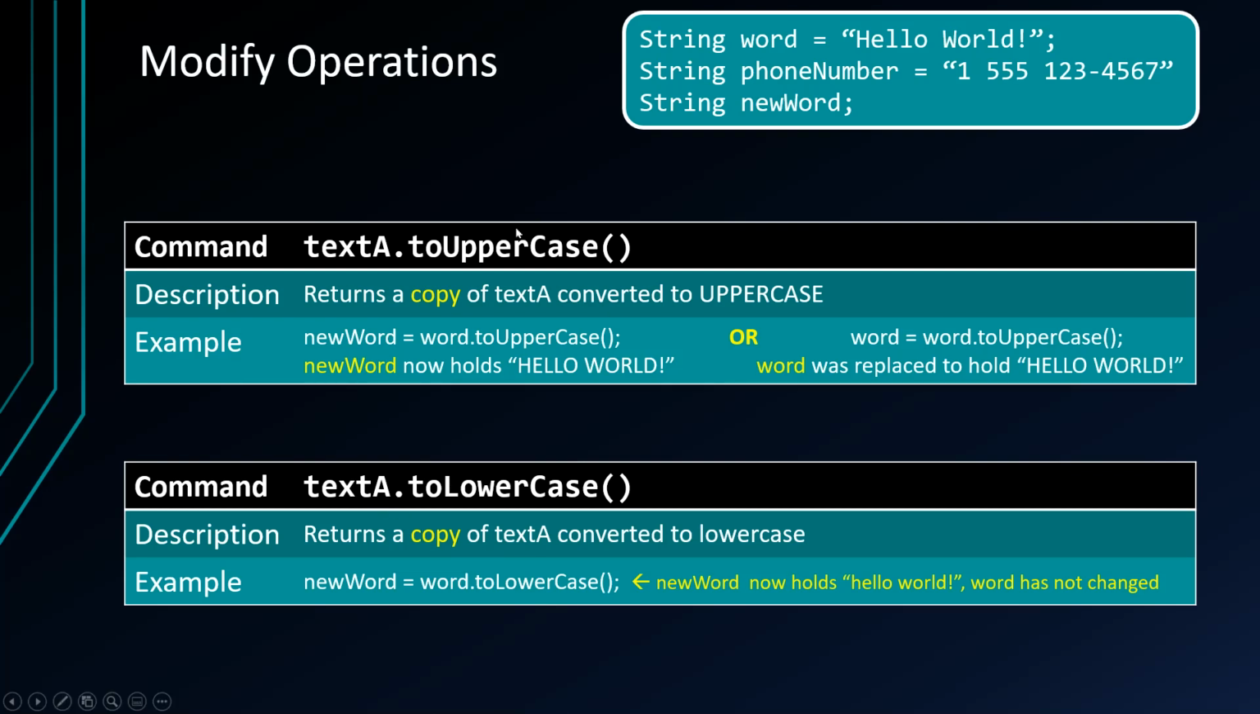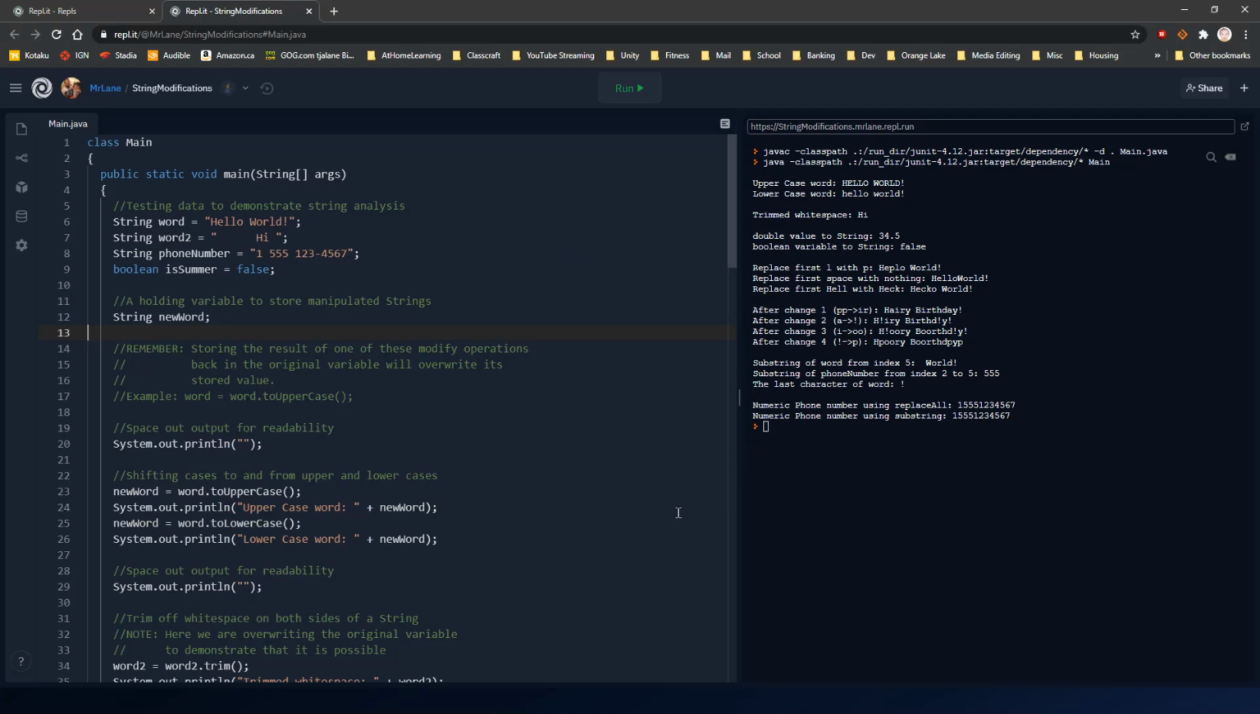So toLowercase is the same thing as uppercase, but in lowercase form. In this case, I just did the one example, which is storing it into a new variable. New word is equal to word.toLowercase. So let's go back over to the code to see that in action.